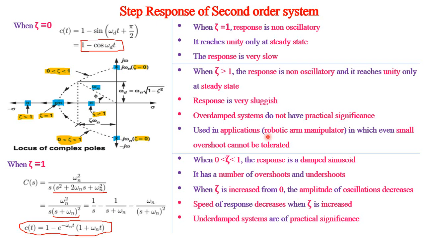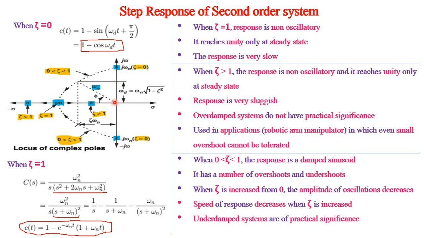No oscillation should be there. Such applications only we can think of overtime systems. So if we try to plot the locus of these poles, complex poles, we can see in the previous slide minus zeta omega n plus or minus j omega n root of 1 minus zeta square. Zeta equal to 0 means the poles are plus j omega n and minus j omega n. So exactly the poles are imaginary, they are on the imaginary axis.